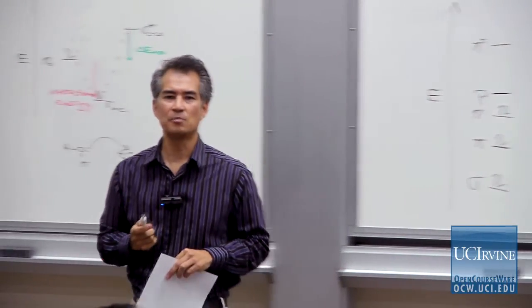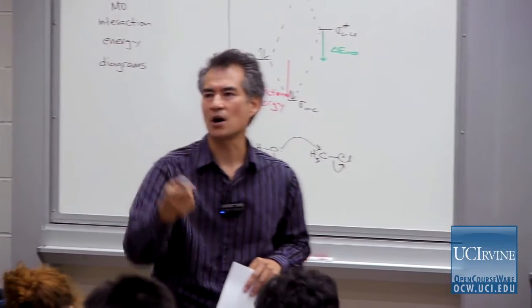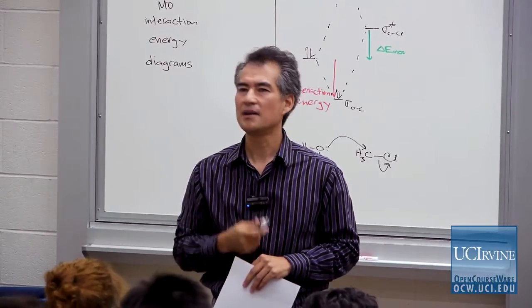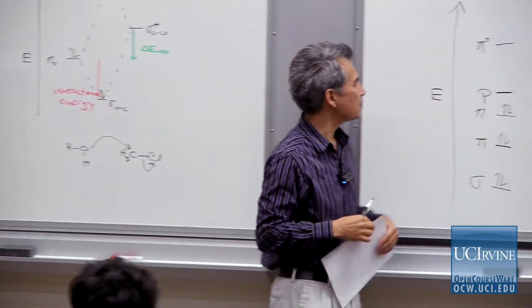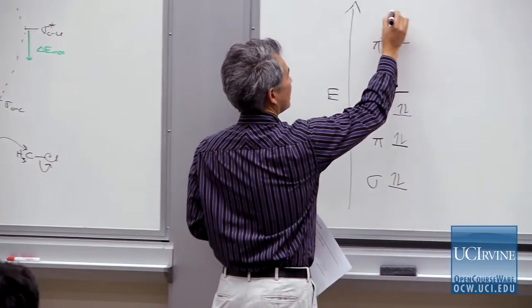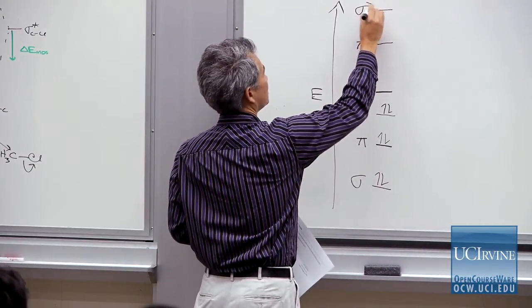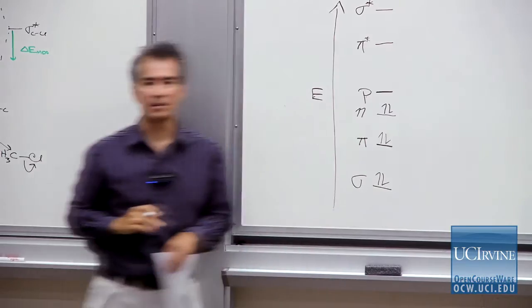95% of the time when you push arrows, your first arrow will start with a lone pair, a non-bonding lone pair with a pair of electrons in one of these n-type orbitals. And then the highest energy unfilled orbital that we can talk about will be a sigma star orbital.